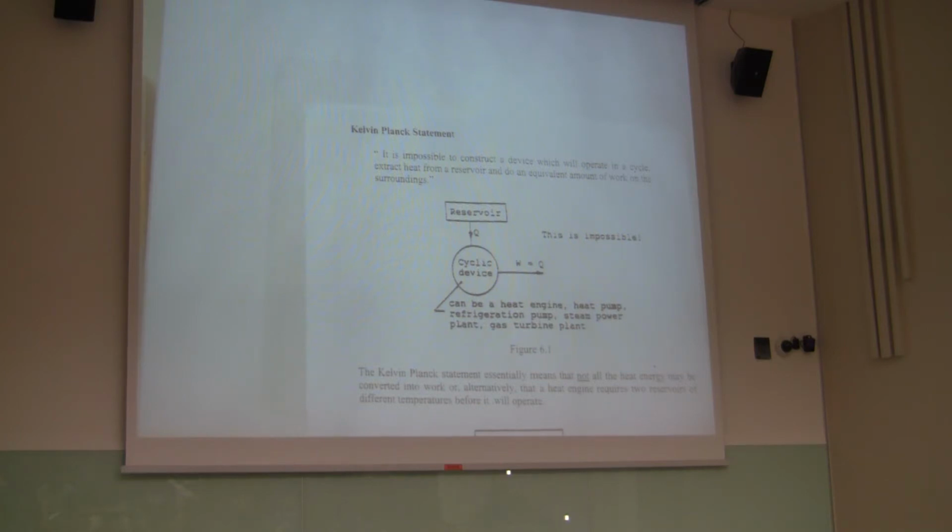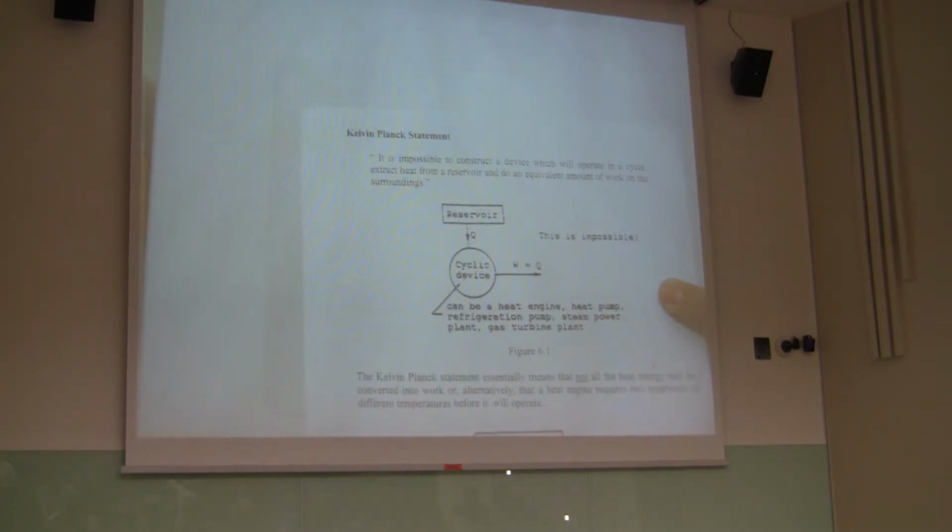So just recap all we have done in the last class. This is a quick recap. You have your Kelvin-Planck statement. It is impossible to construct a device which will operate in a cycle, extract heat from the reservoir, and do an equivalent amount of work.